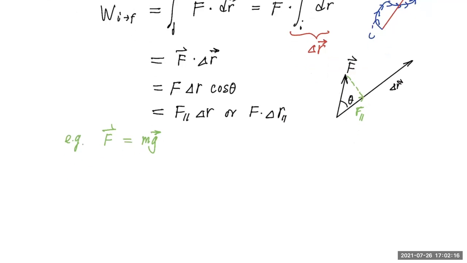Then I have W from initial to final. What is that equal to? Well, using the last expression, F parallel delta r, or F times delta r parallel. It's actually better to use the second expression because we know exactly what the direction of the force is in this case. The force points downwards. So here's the force, downwards, mg. That's it. That's mg.